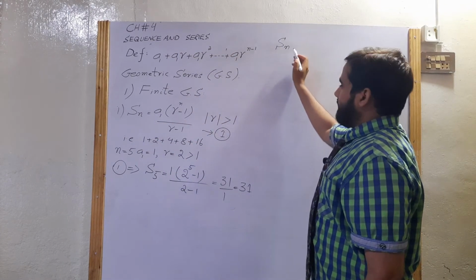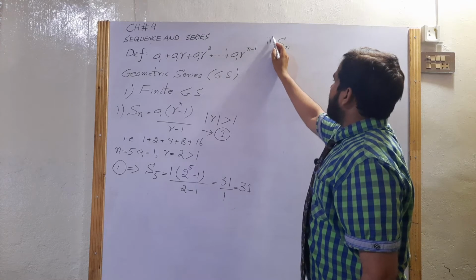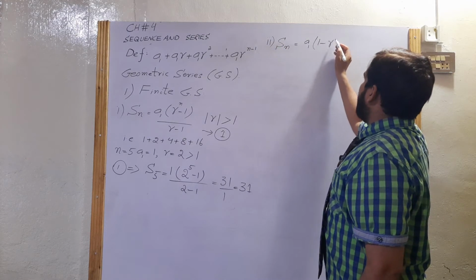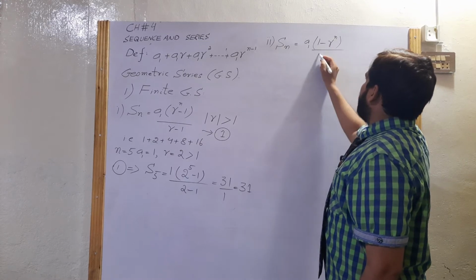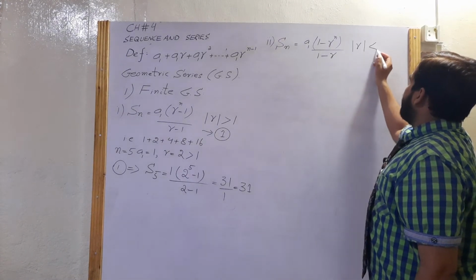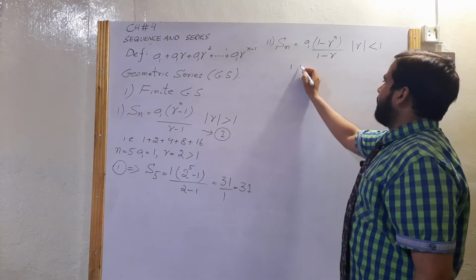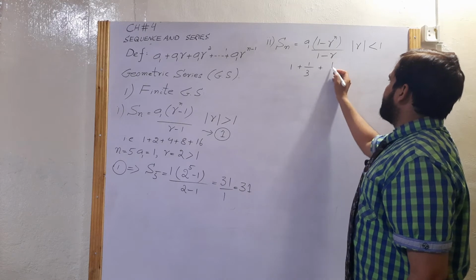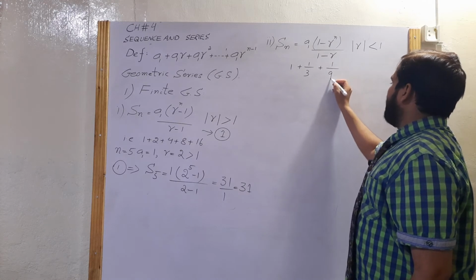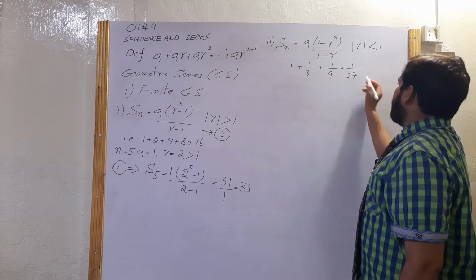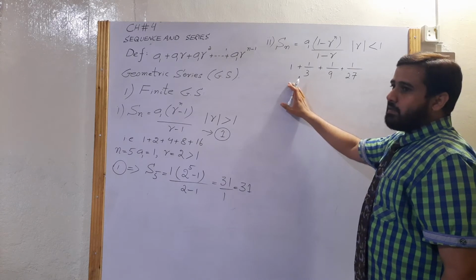The second case is if the finite geometric series has r less than 1, the formula is Sn equals a1 times 1 minus r raised to power n, divided by 1 minus r. In this case r is less than 1. For example, 1 plus 1 over 3 plus 1 over 9 plus 1 over 27.